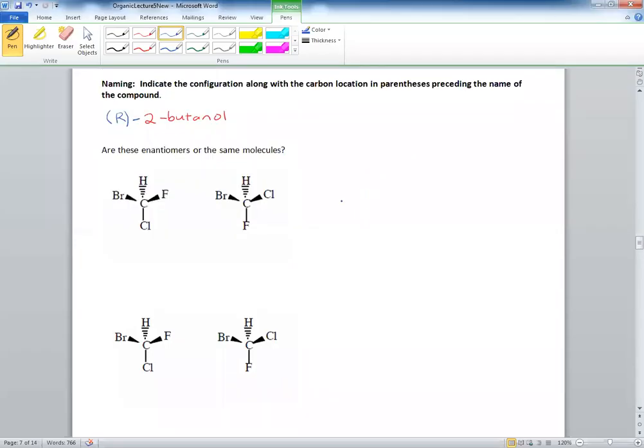So here's a question. Again, we will do more involved examples when we meet in class. We will do as much as we can here, but you really have to start understanding what is happening with configurations here. The question is, are these enantiomers or the same molecules? So you have two ways of doing this. You can imagine these in your head, which we can, but that would take us a long time.